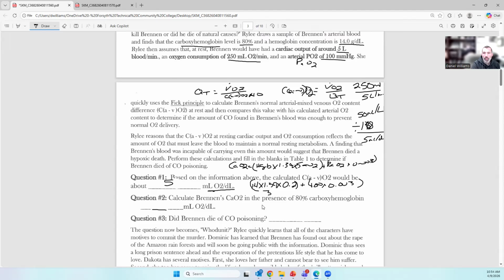3.75. And then if we remember, we've got to add. So then 100 times 0.003 is 0.3. So now you've got to take the two of those and add them together. So plus 3.75 gives us a CaO2 in the presence of 80% carboxyhemoglobin of 4.05 milliliters per deciliter.